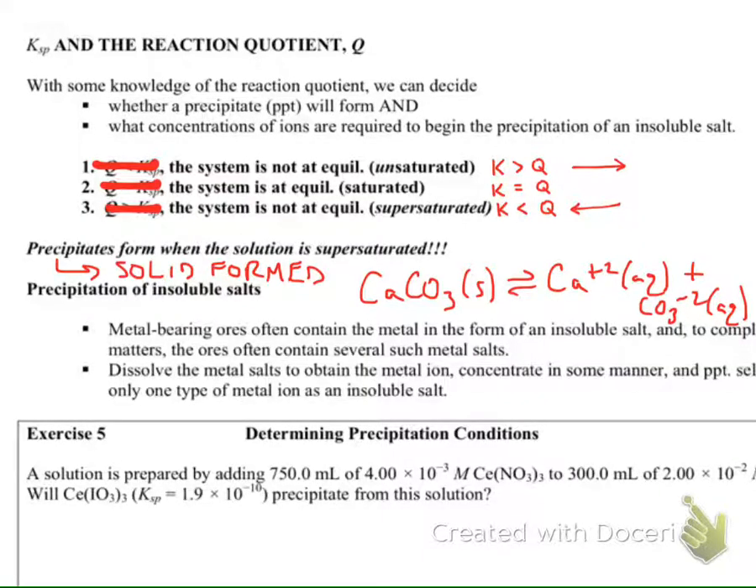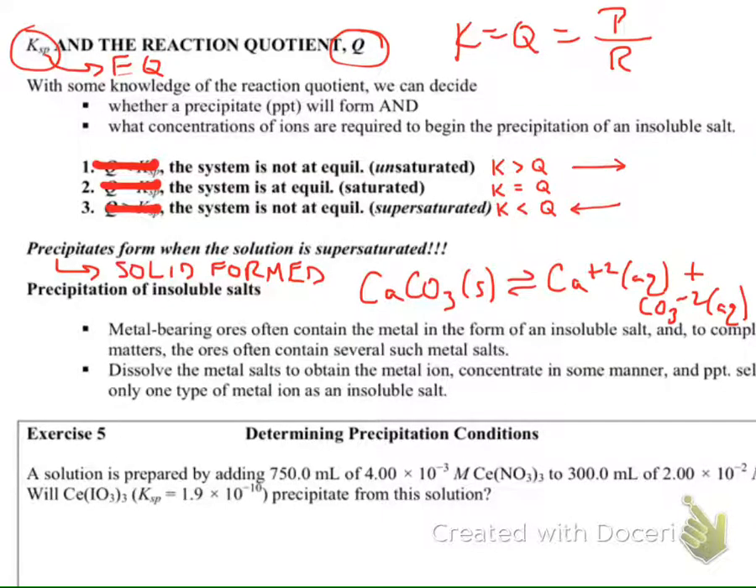What we want to think about here is this idea of Q. And Q and K are very similar. It's the same idea, and they have the same formula: K or Q is equal to your products over your reactants. K is at equilibrium, whereas Q is at any other time. So Q might be right before equilibrium, Q might be right after equilibrium. It is equilibrium just at another time. So, it's the same K.